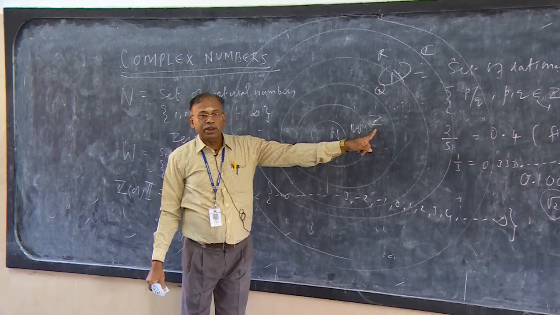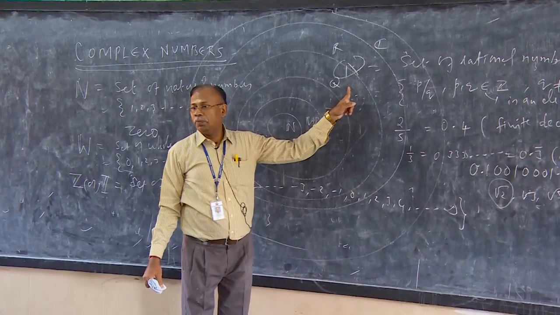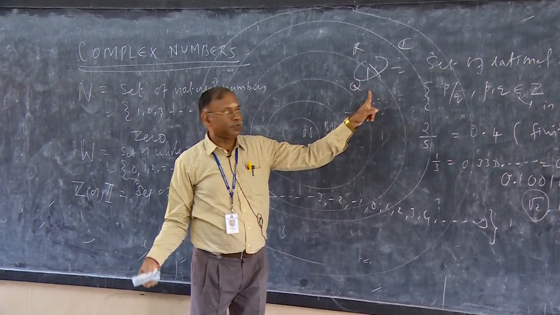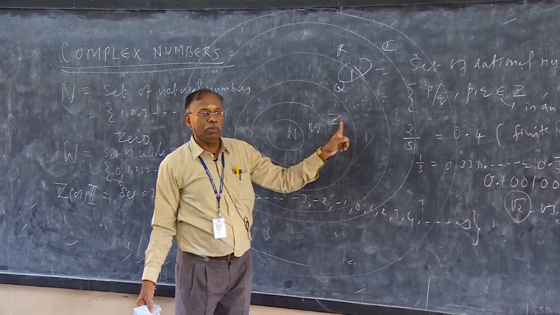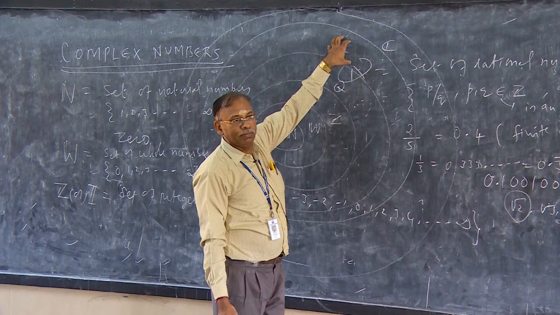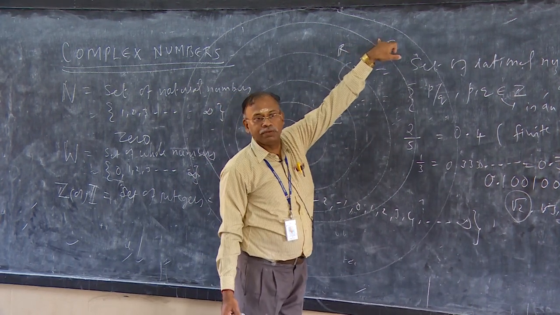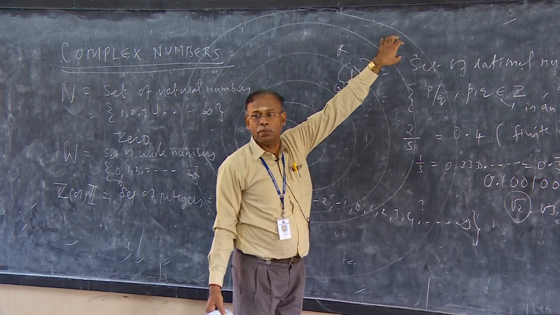Actually, this containment holds because 0 is in W but not in N. The negative numbers minus 1, minus 2, minus 3 are there in Z but not in W. And any number of the form P by Q with Q not equal to 1, not equal to 0, such numbers are there in Q but not in Z. Here it's of the form P by Q where Q is equal to 1. And here you have all irrational numbers, but Q contains only rational numbers. And you have a number of the form X plus IY where Y is not equal to 0. Such numbers are there in the set of complex numbers.